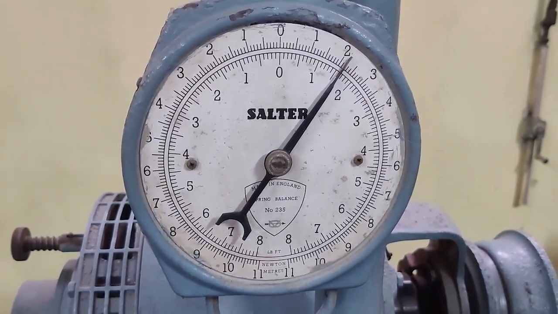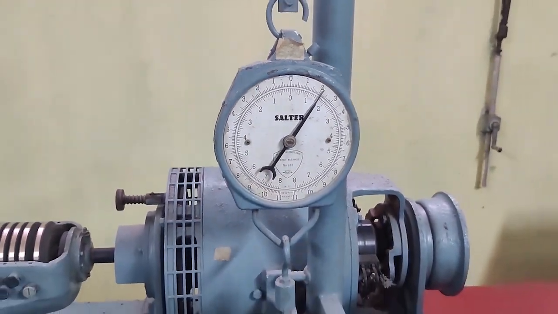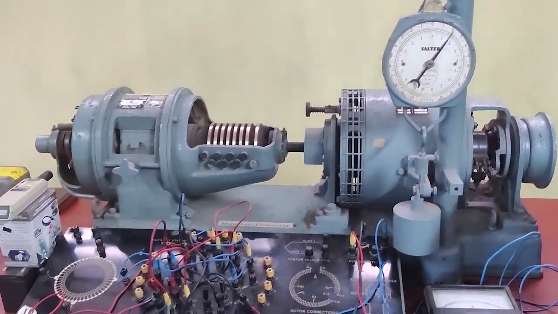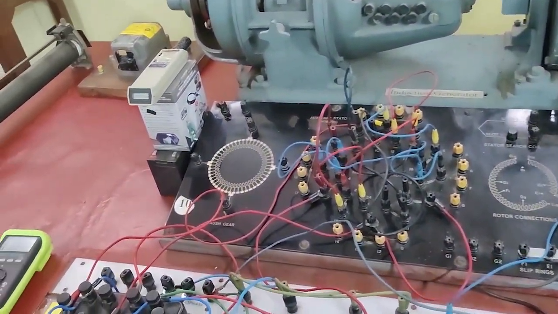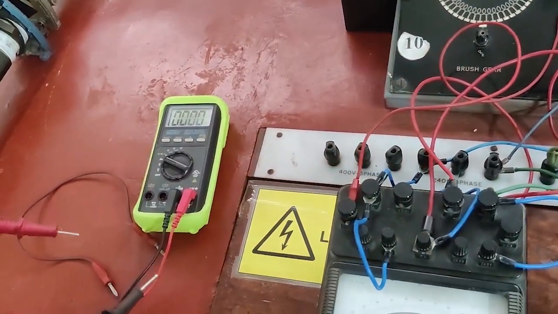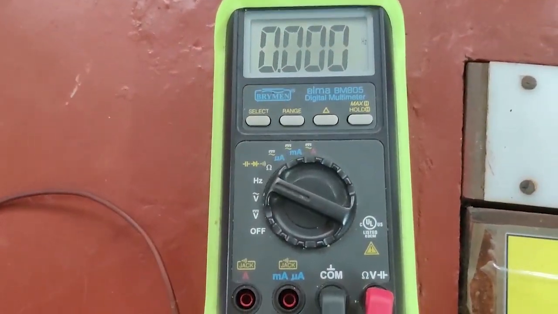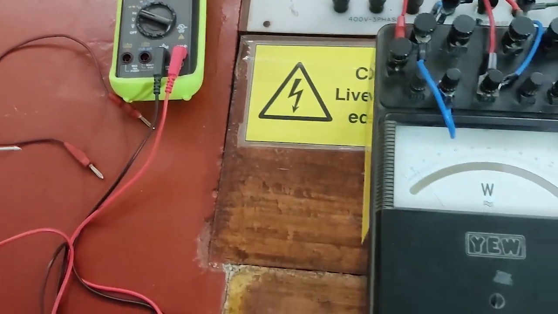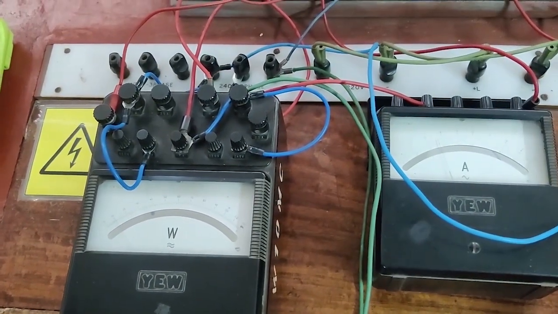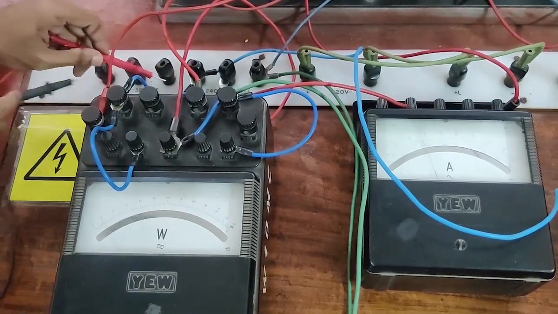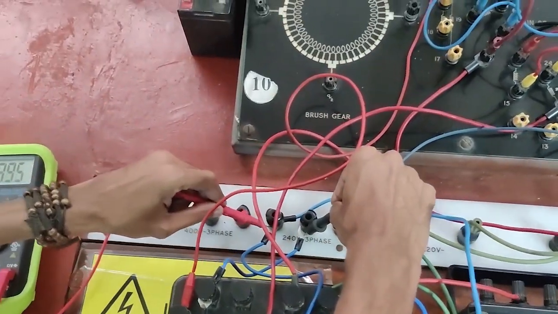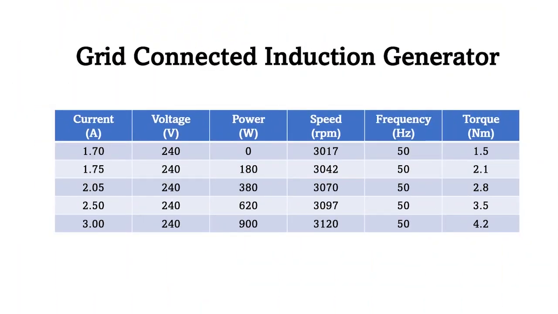Now, let's take the reading of the torque. Let's take the frequency reading too. Since this is operating as a grid-connected induction generator now, the frequency should be 50 Hz. We continue the procedure and measure the current, voltage, power, speed, frequency and torque of the machine. Here also use these values when preparing your courseworks.